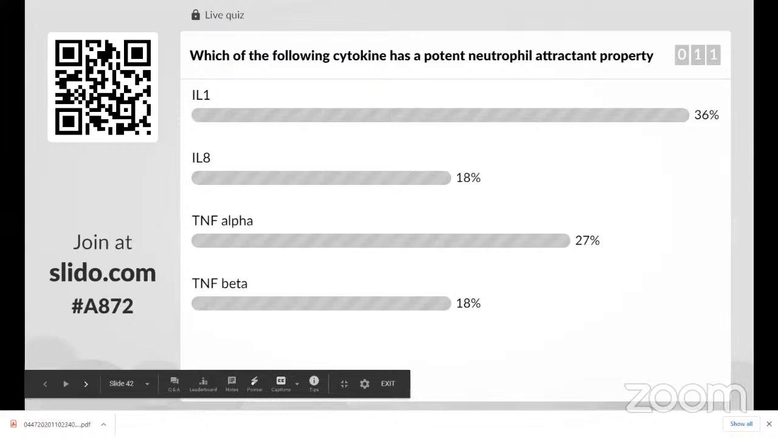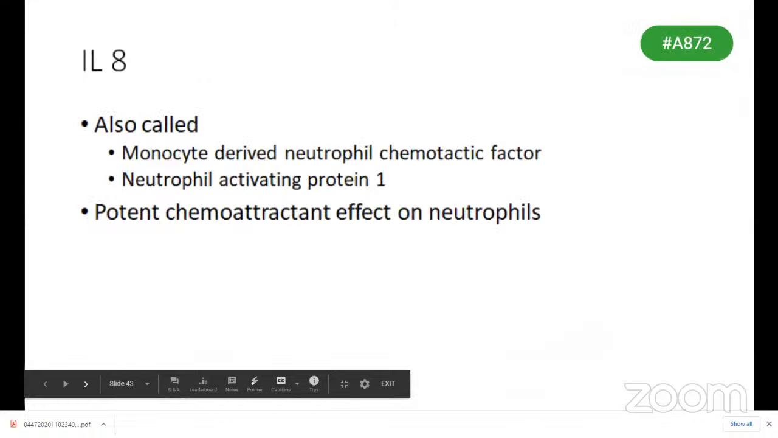So equal division in all. The correct answer actually is interleukin 8, which is also called monocyte derived neutrophil chemotactic factor, neutrophil activating protein 1. It is a potent chemoattractant with an effect on neutrophils.